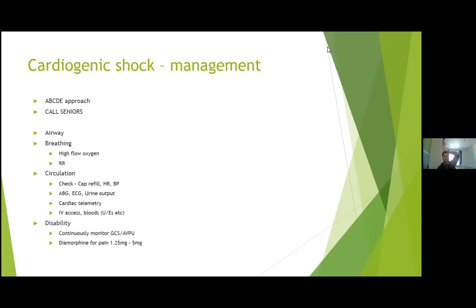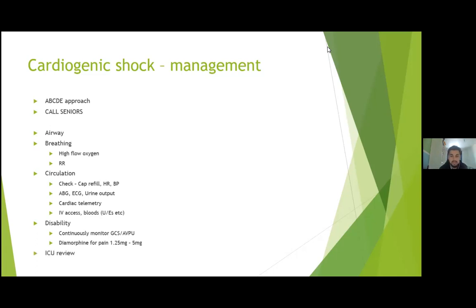Get the IV access, get some bloods, get some monitoring, ECG, that sort of thing. If they're desaturating, get an ABG, and just continue to do that A to E assessment. And usually seniors will arrive and take over management. But that's what's expected, certainly from an F1 perspective.